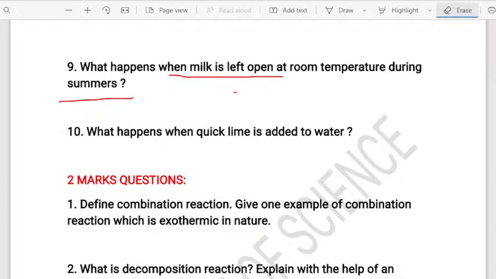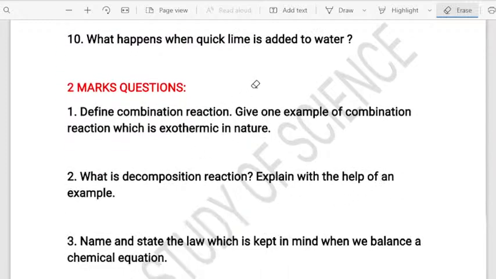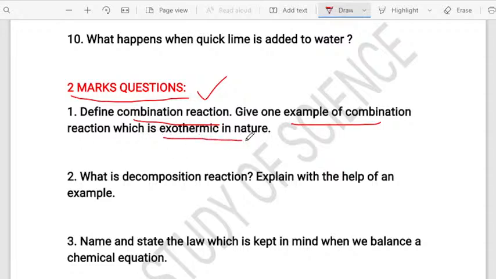Yes. So now we are moving towards a few more questions. Now we are up with the 2 marks question. This is also extra for your pocket. These extra questions will help your exam a lot. See: define combination reaction. Give one example for a combination reaction which is exothermic in nature. Remember, they have given a hint here. You will write an example for a combination reaction, but after explaining it and writing the chemical equation, that equation must show the exothermic nature.